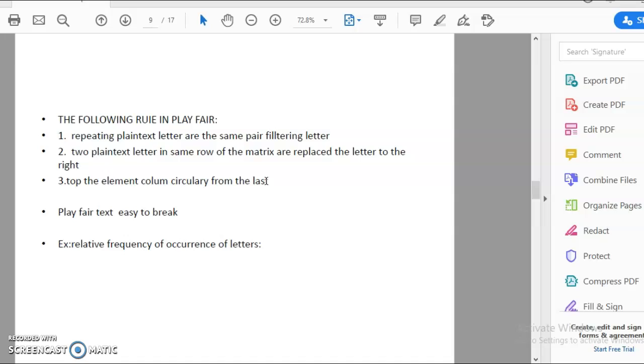Repeating plain text letters in the same pair are separated by a filler letter. Two plain text letters in the same row of the matrix are replaced by the letter to the right, with the last element wrapping around circularly from the left.